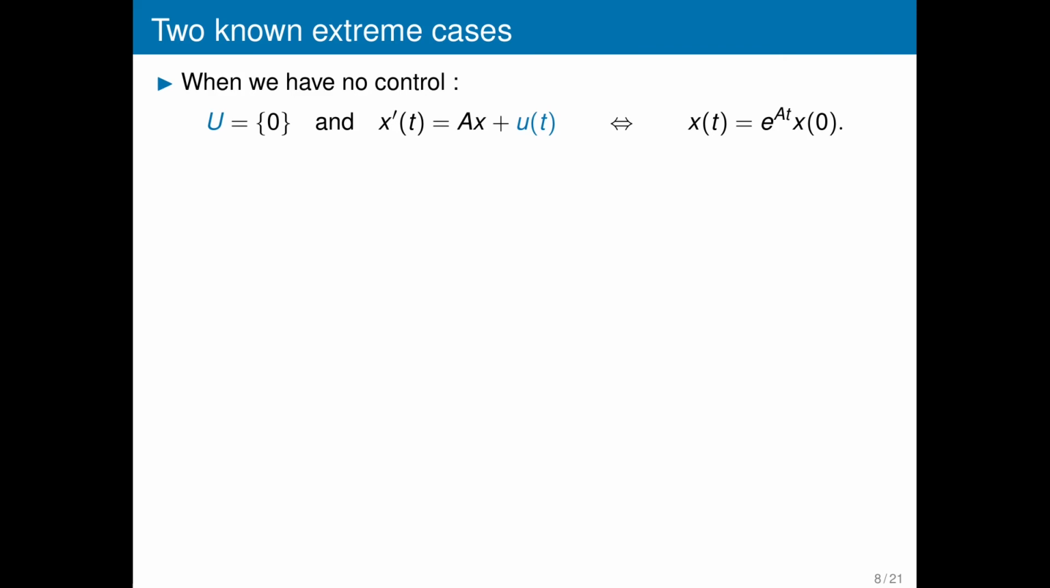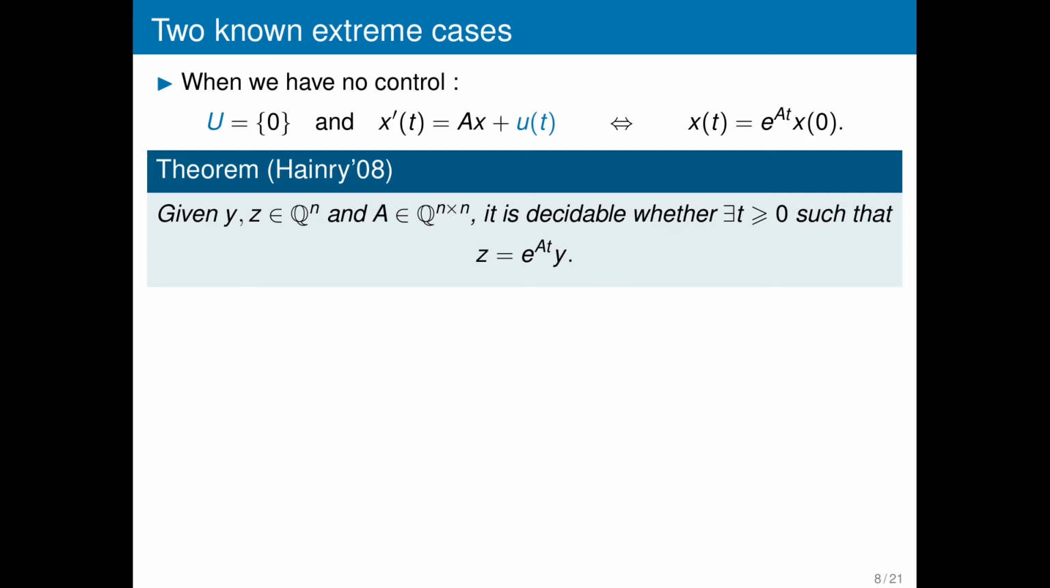The first case is when there is no control, that is, U is the set containing only 0. In that case, the solution to the differential equation has a closed form that involves the exponential of a matrix. It was shown in 2008 that the question of whether given y and z and a matrix A, there exists a time t such that z is the exponential of At times y is decidable. In fact, it was later shown that it is decidable in polynomial time. However, let me point out that this theorem is not trivial at all to prove.